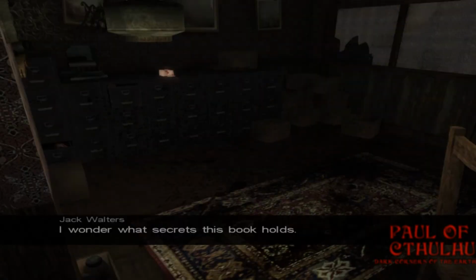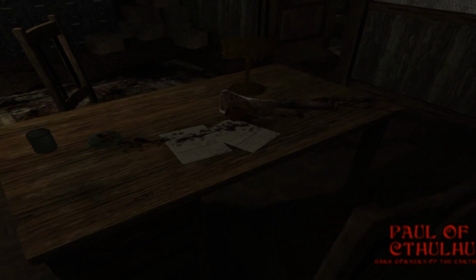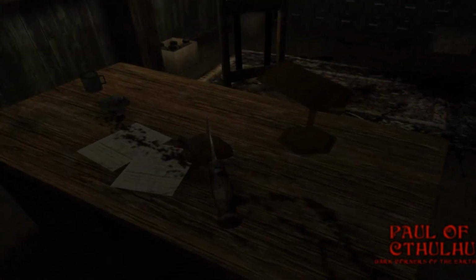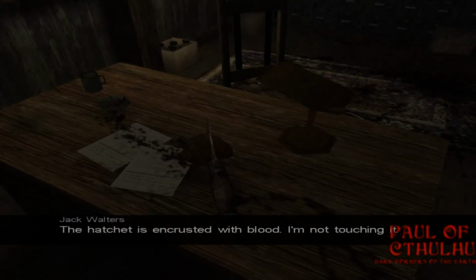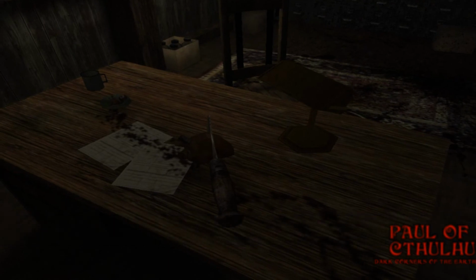That explains the premonition we were having. I wonder what secrets this book holds. We just read it! That explains it to me. Cleaver. The hatchet is encrusted with blood. I'm not touching it. It's meant to be a heart. Could be wrong about that.